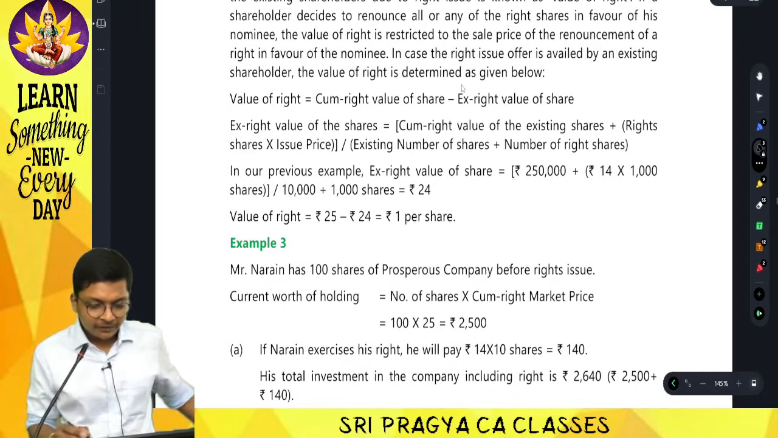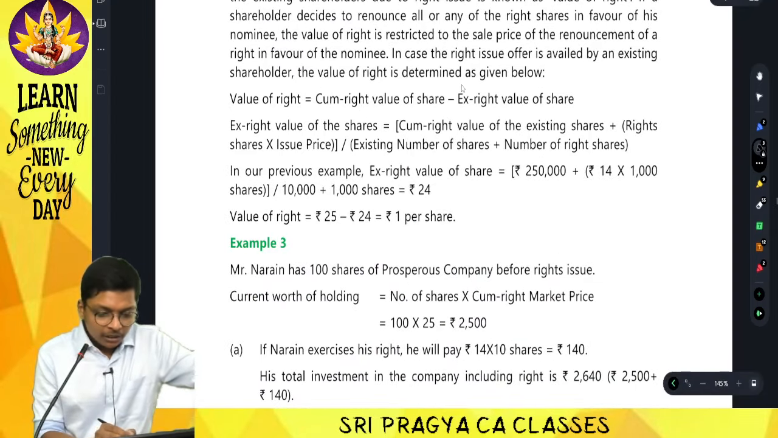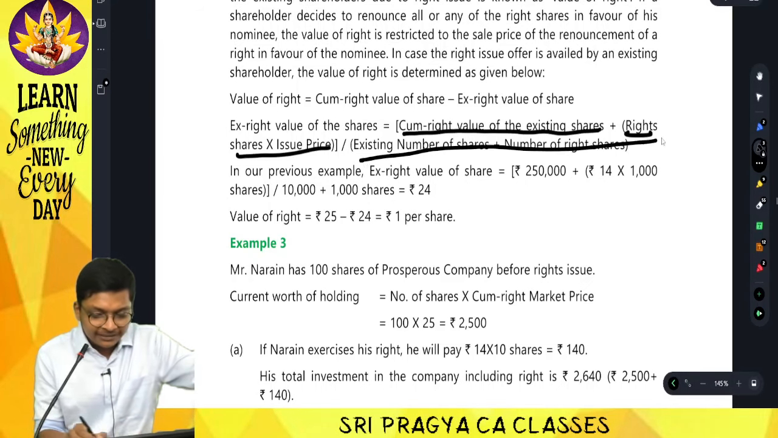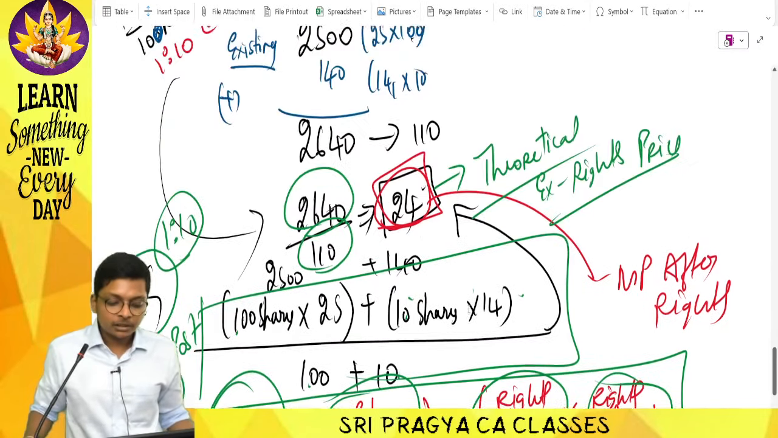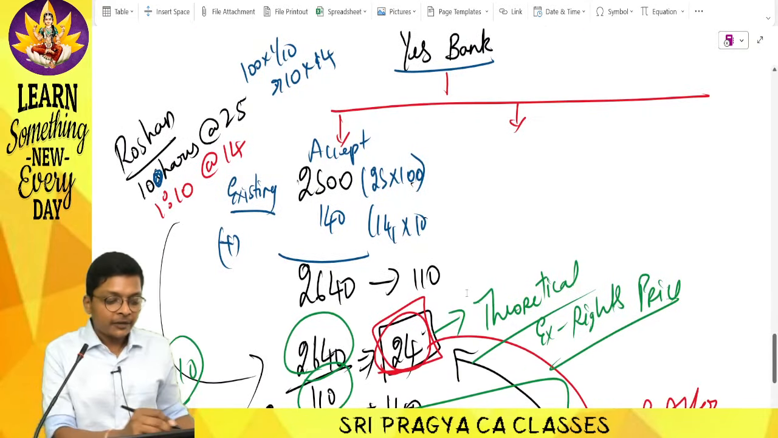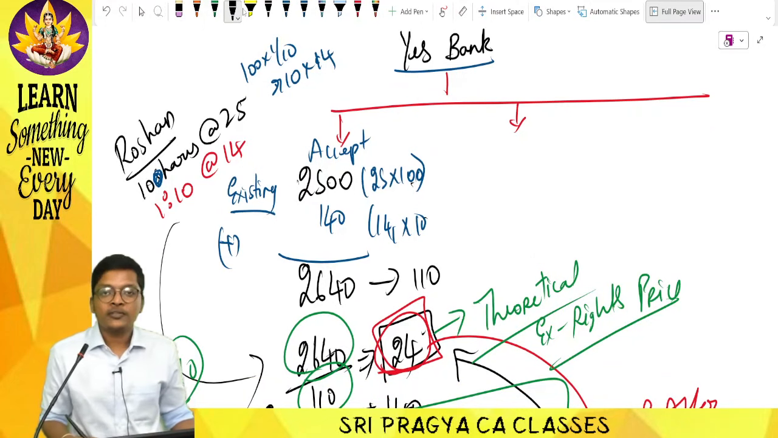Okay, that is what is given over here. Cum rights value is the existing share plus the right shares into the issue price, divided by the existing plus the number of shares. We got 24, which is there in all the sums. So this happens if Roshan accepts the offer.